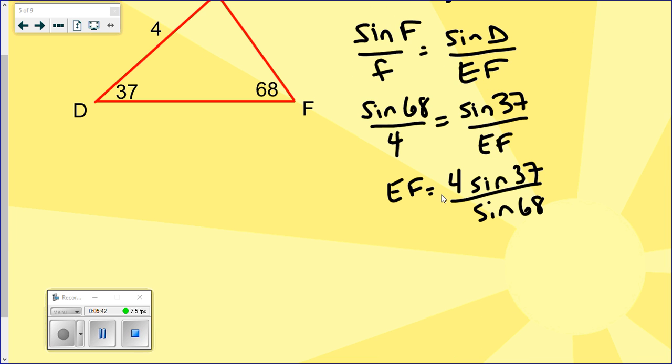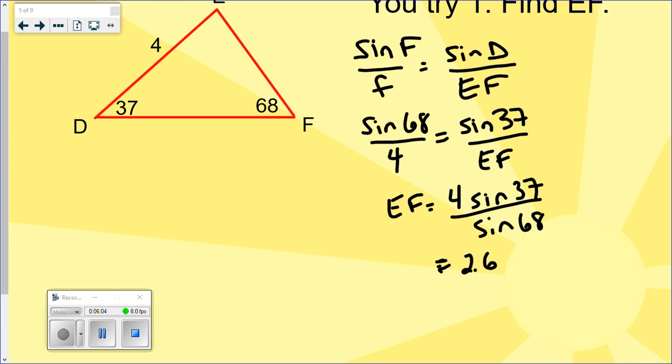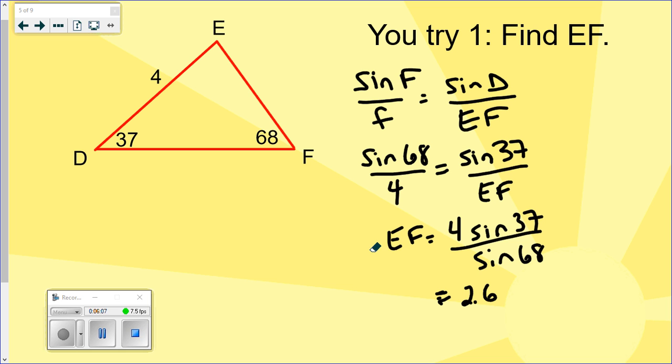Okay, so essentially I've rearranged it. It's divide by 4, so I multiply by 4. I end up multiplying that in there, but then dividing by the sine of 68. Or if you want, refer to the first example and you can see the full algebra of how I did it. Make sure I got the right one. There are no units in this one, so I can just leave it as 2.6.